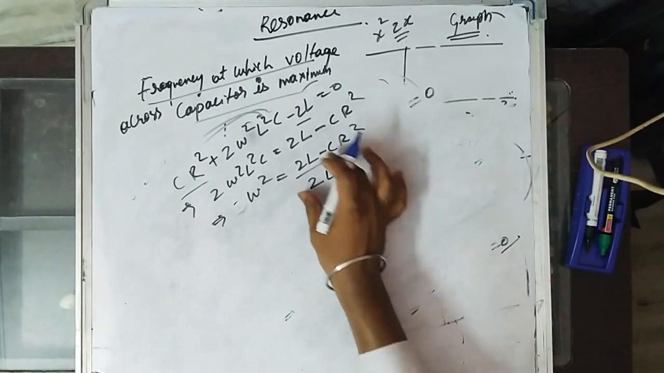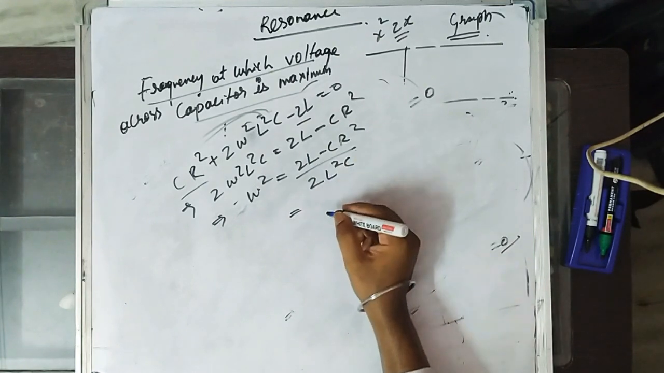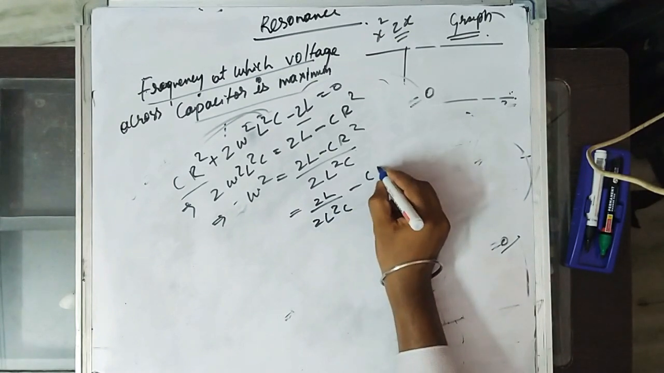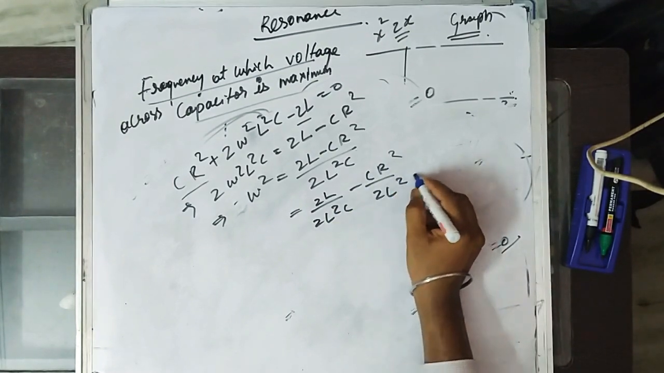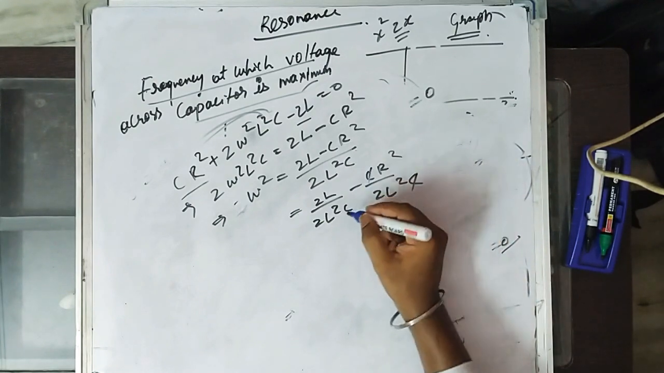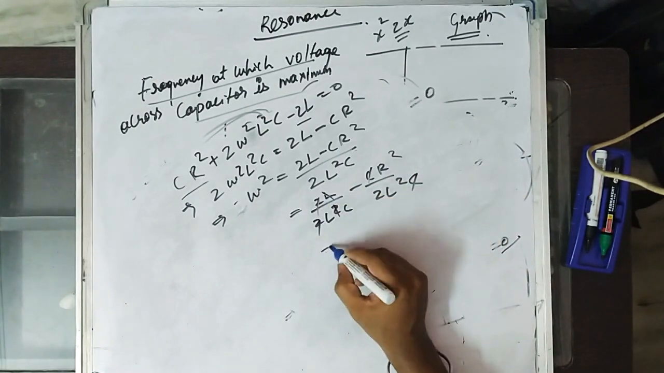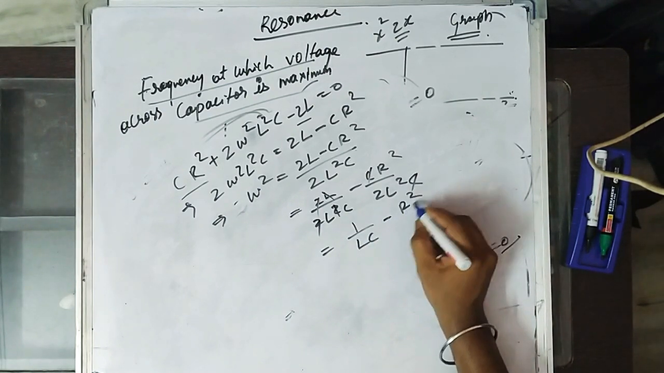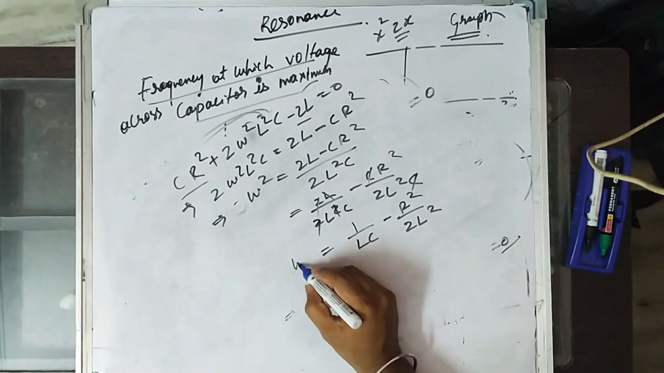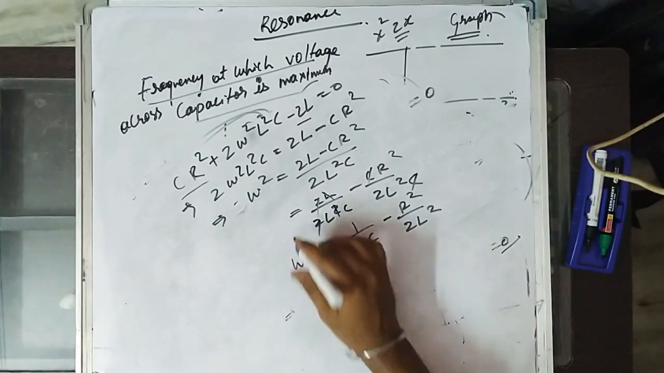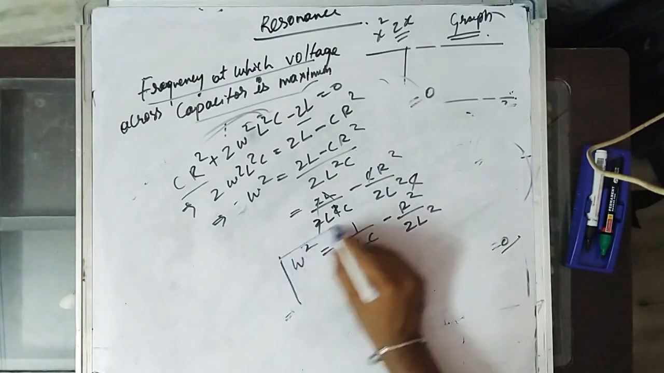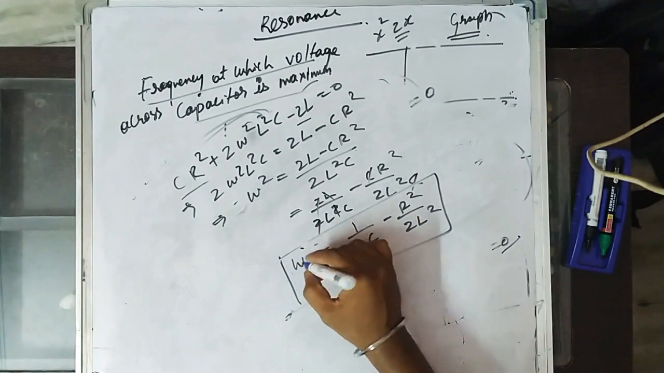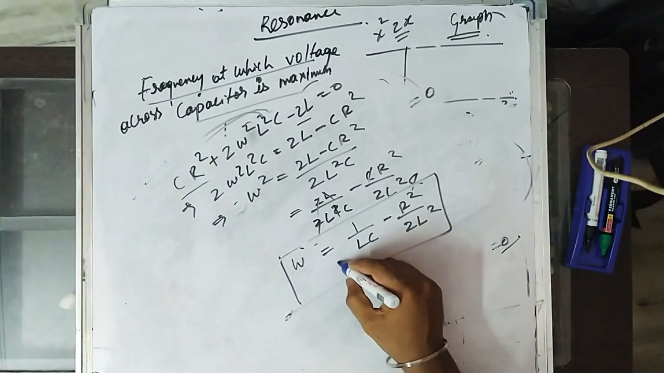So divide each into individual terms: 2L by 2L square C minus 2CR square by 2L square C. So C cancelled and 2L cancelled, and this becomes 1 by LC minus R square by 2L square, omega naught square. So you got omega square, take the square root on that side, you will get root of omega.